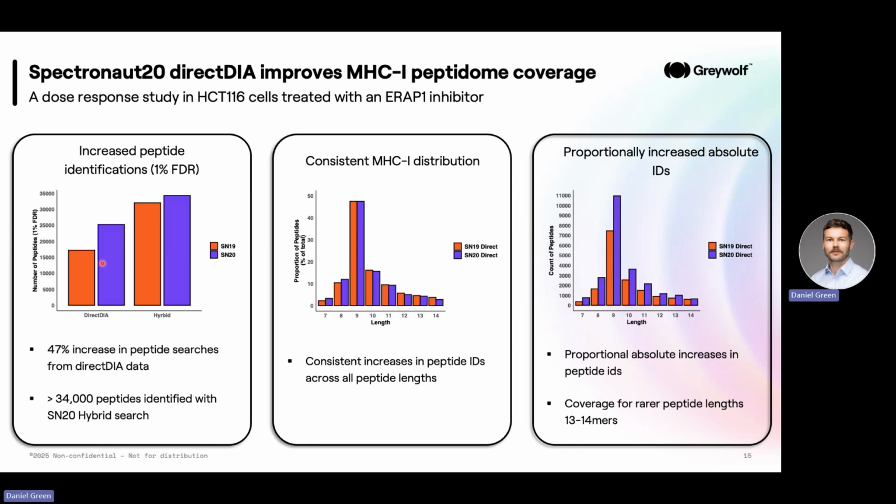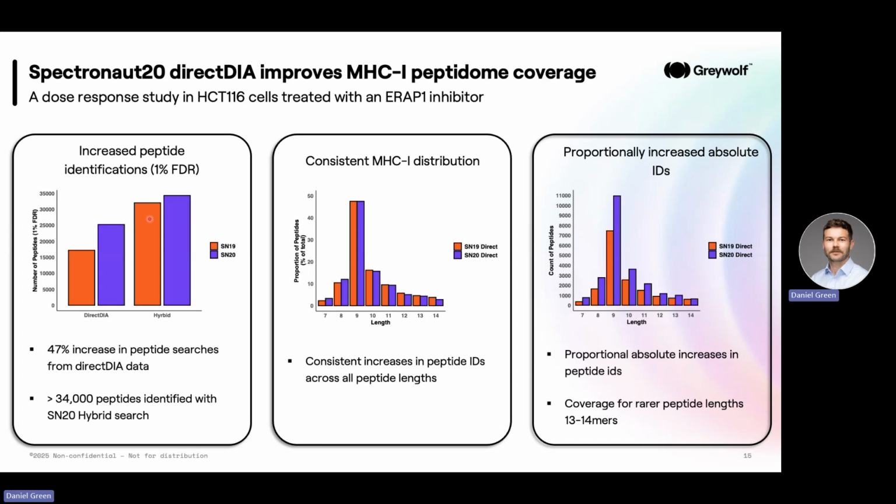However, when looking at these library free-based searches, we saw quite a significant change in this experiment. So the difference between this orange bar and this purple bar equates to about a 47% increase in peptide IDs. And what was also promising to see is that this purple bar in the directDIA search also now has about 25,000 peptides in it, which is not too far away from what we were achieving with the Spectronaut 19 supplemented with this 10 fraction DDA library.